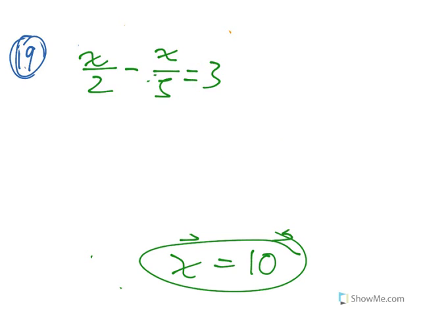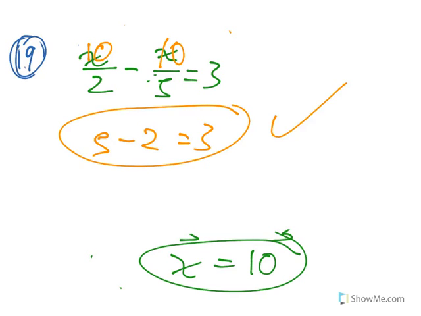And we can actually prove this. Let's prove it right now. This is the original problem. So if x is 10, this would be 10 divided by 2, 10 divided by 5. 10 divided by 2 is 5. 10 divided by 5 is 2. So 5 minus 2 equals 3. It works. Yeah!